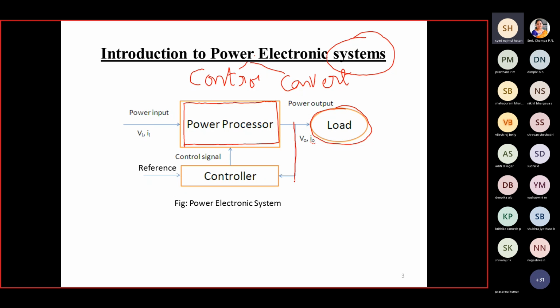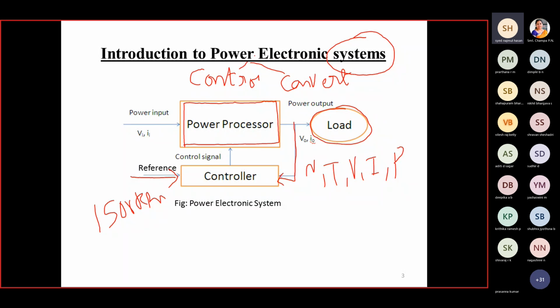We definitely sense some parameters on the output side. Sometimes input parameters will also be sensed. And a reference signal will be given by the user. The user will say, I want a speed of 1500 RPM, that is my speed requirement, so do whatever you want, I want 1500 RPM. That is what the user gives as the reference. Based on the reference and the sensor signal, I may sense the speed, the temperature, the voltage, the current, or any parameter, pressure also.